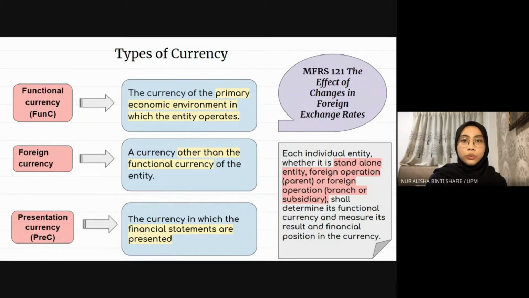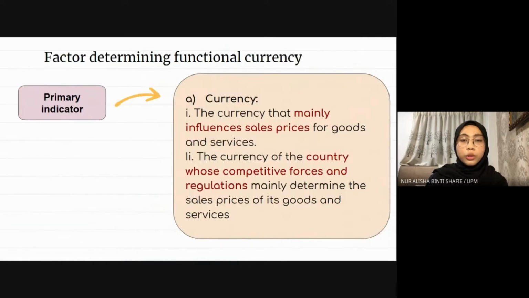The second one is foreign currency. Foreign currency is a currency other than the functional currency of the entity. The third currency is presentation currency. Presentation currency is the currency in which the financial statements are presented. Each individual entity, whether it is a standalone, parent, branch or subsidiary, needs to determine its functional currency and measure its results. Moving on to the next slide, we are going to see factors determining functional currency.